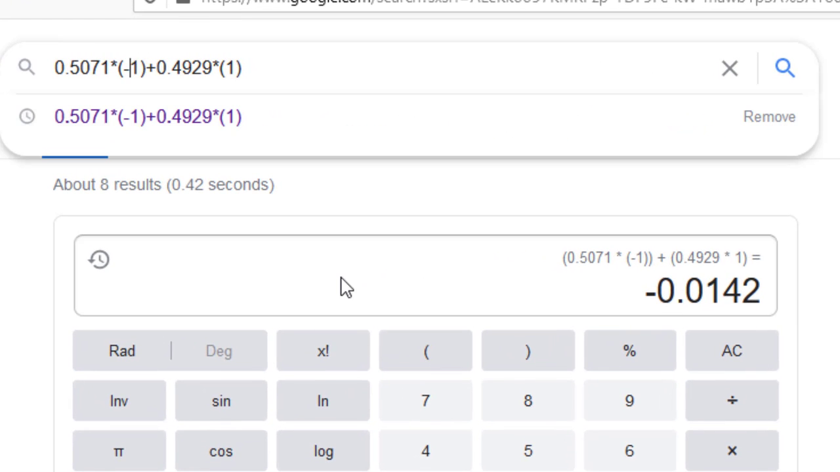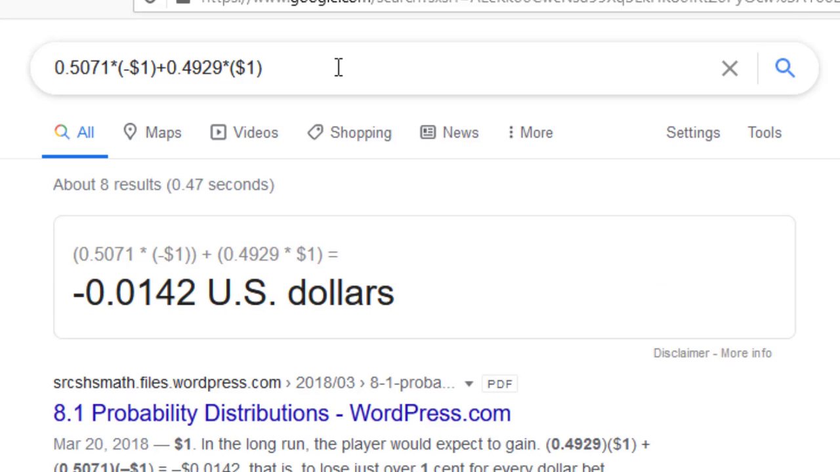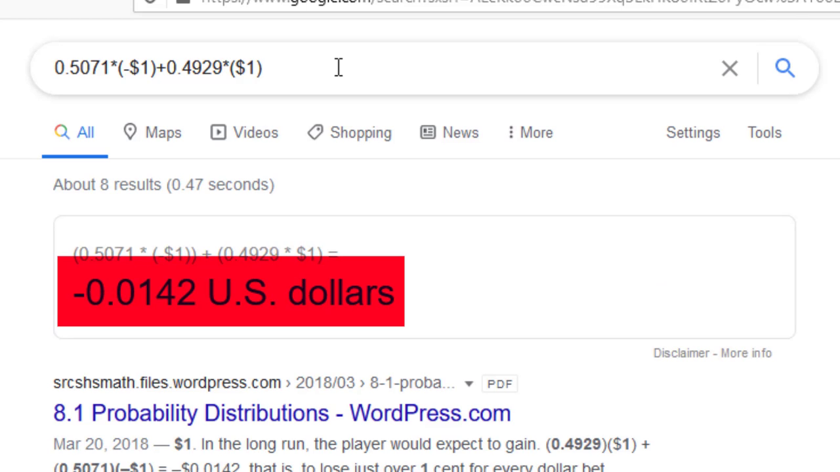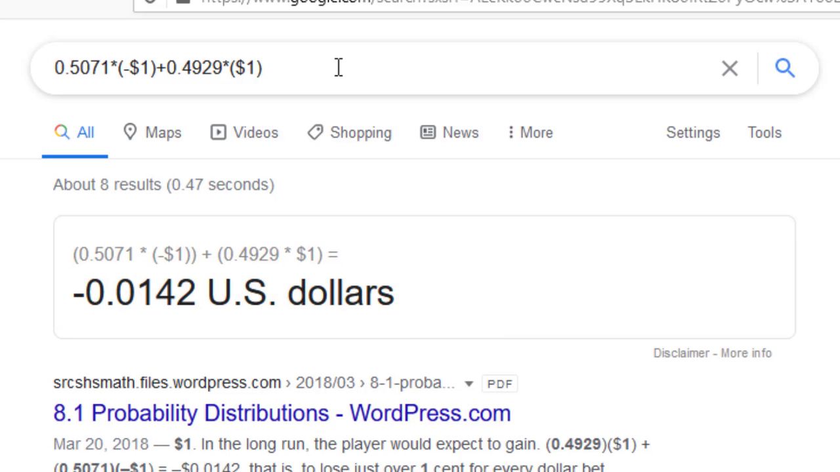So I'm going to stick a dollar sign right in front of those, and Google is smart enough to figure out what that is. And press enter, and it tells you, that could look familiar, negative 0.0142 US dollars, which is exactly the average quote-unquote winnings in a game of craps. We'll talk more about that in Math 105. The important thing right now is making sure that you can actually evaluate this kind of expression.